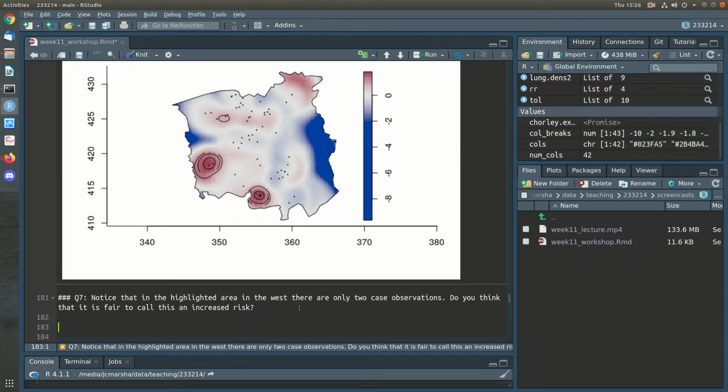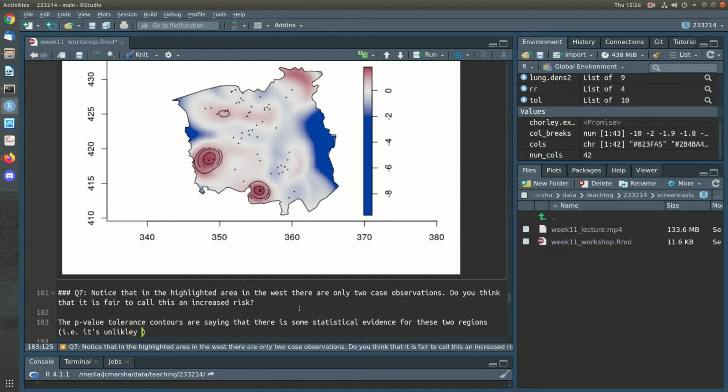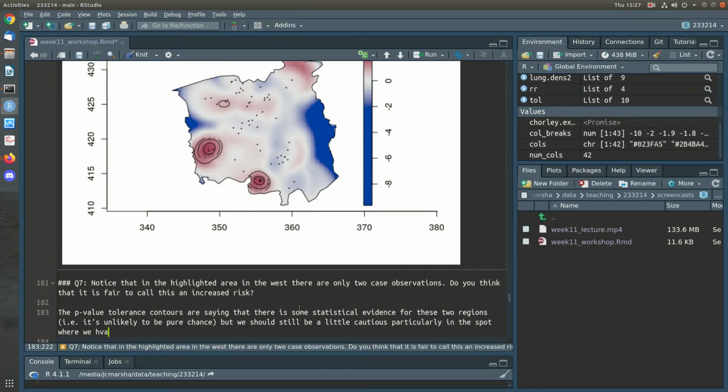So let's write something up about that. The tolerance p-value contours are saying that there is some statistical evidence for these 2 regions, i.e. it's unlikely to be pure chance, where we should still be a little cautious, particularly in the spot where we have only 2 cases.